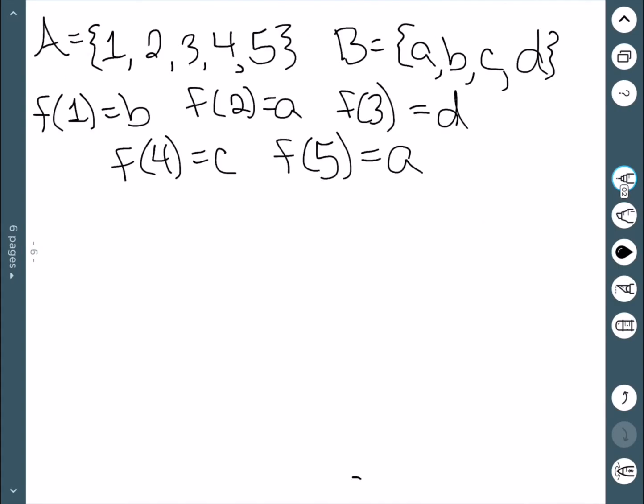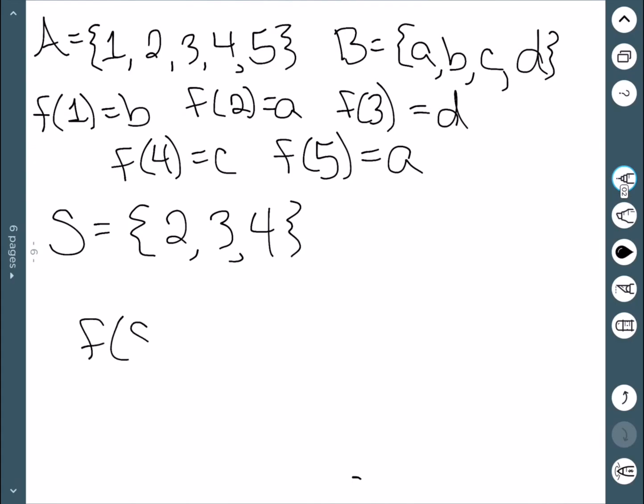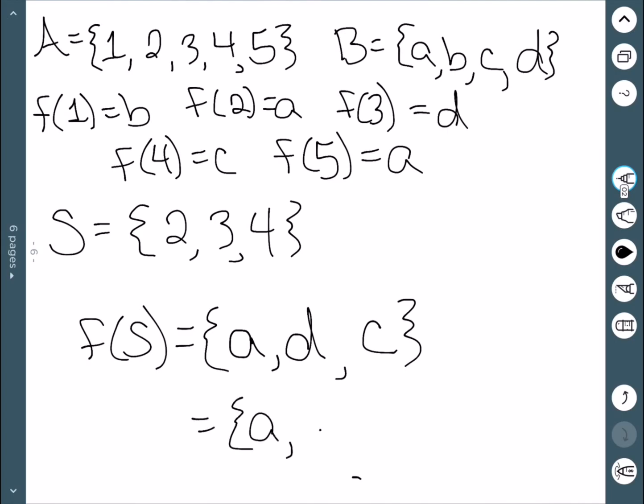For example, we'll have the set A, which is 1, 2, 3, 4, 5, and the set B, a, b, c, d, and we'll define the function by this map. We're going to let S be equal to the set 2, 3, 4. Then we say f of S would be, well, we know that 2 maps to a, 3 maps to d, and 4 maps to c. So it's the set of a, d, c, and you may feel more comfortable writing it in alphabetical order, a, c, d.